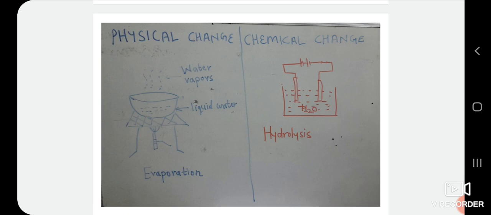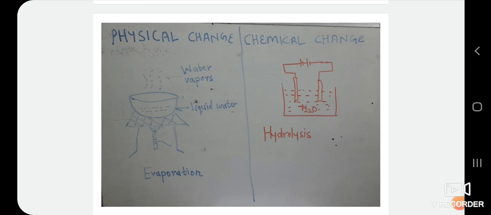So in physical change, no new substance is formed. In chemical change, new substances with new properties are formed, right? Why new properties? Now see, water is a fire extinguisher, but hydrogen is used as fuel. Oxygen supports combustion, right? So properties are new because of the formation of new substances. Physical change is reversible and chemical change is non-reversible. Okay children?